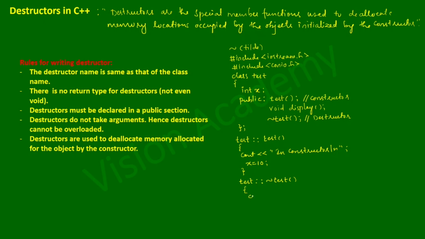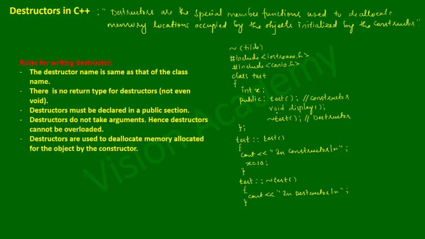Here I'm going to write a cout statement, and in double quotation marks I'm going to write "In destructor", followed by a backslash n, a semicolon, and a curly closing brace. Now you can see we have also declared a user defined function, so I have to define it outside the class definition.